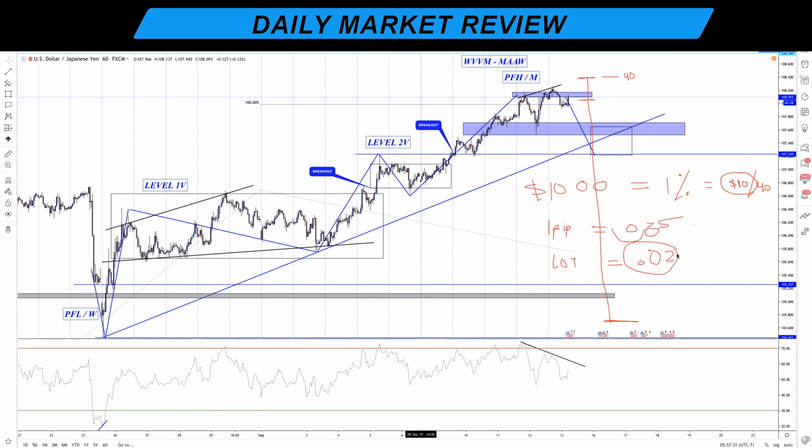So when you do that lot size and you take a 40 pip stop loss, if the price does end up hitting your stop, guess what? You only lost 1%. And that was around $10. That's it. However, if you did win, that's a lot of pips. That's around, let me average it out. Let me see how many pips that is.